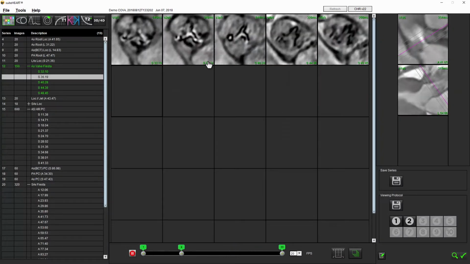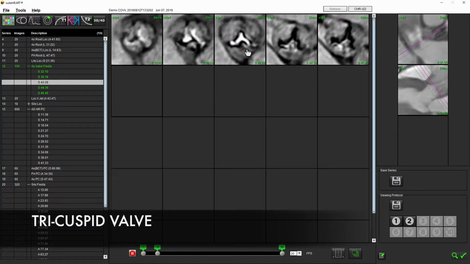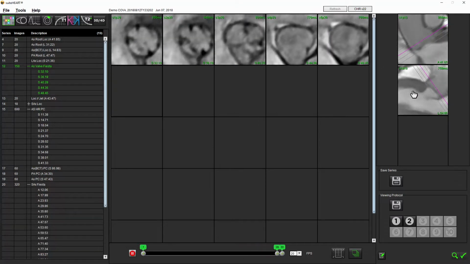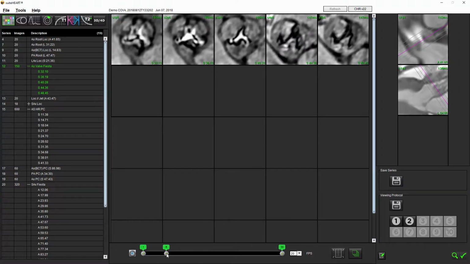If I come over here, you can see some serial images through the aortic valve. You can see it's a tricuspid valve. You can see some perpendicular images over here on the right with cross-reference lines. I'm going to pause where the valve is most open, and I'm going to choose a level where we're at the leaflet tips where the valve is most narrowed.